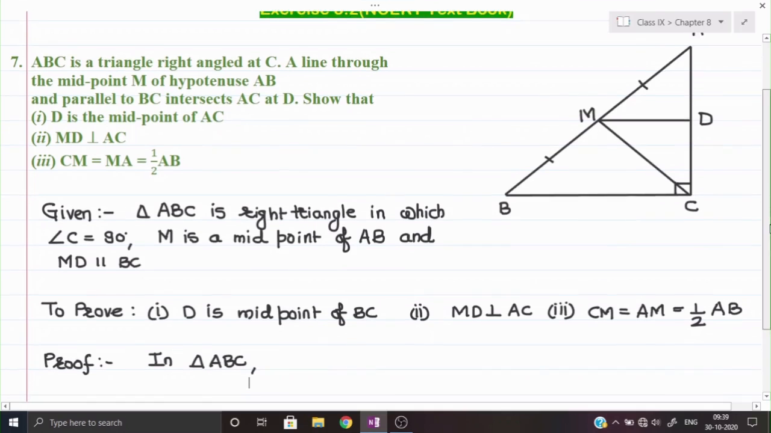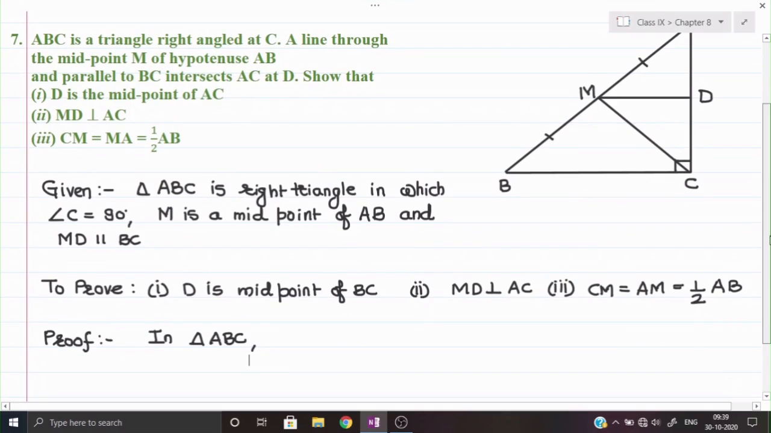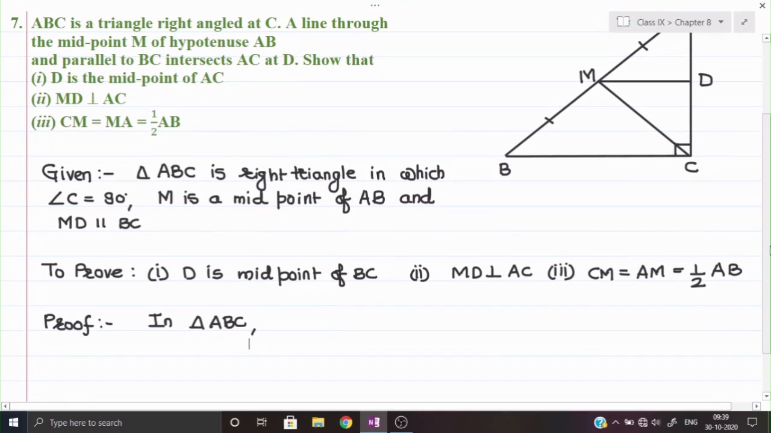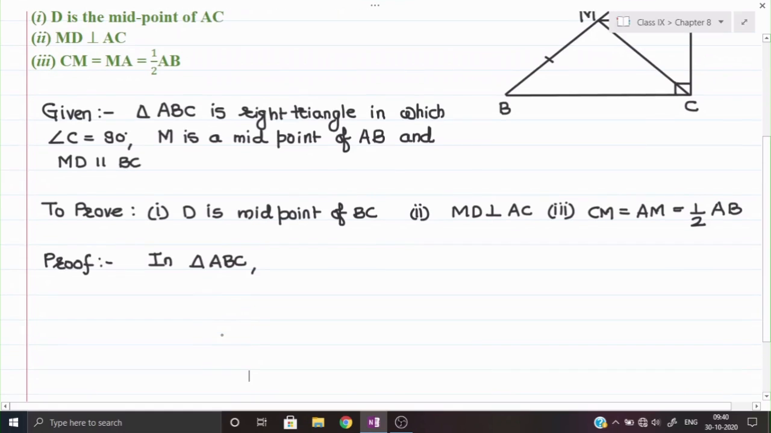So here you see from the point M we have drawn a line parallel to the base BC, as well as M is a midpoint of the side AB as well. So by converse of midpoint theorem, D will be also midpoint of AC. That we can say very easily, and first part will get over.